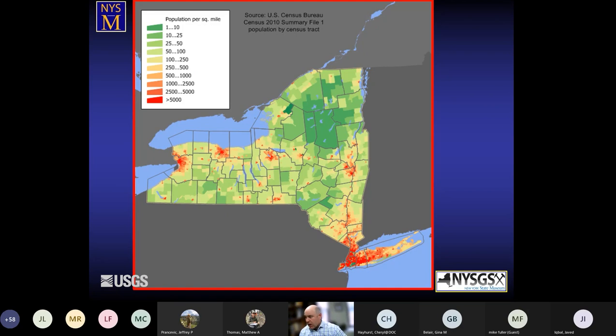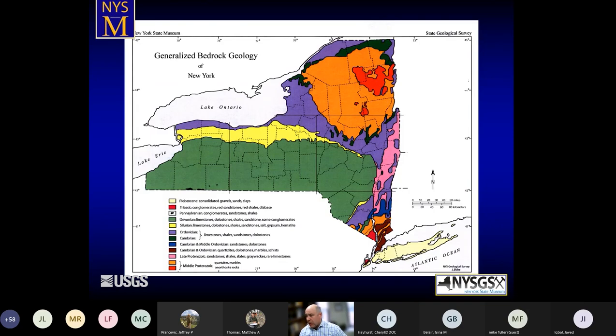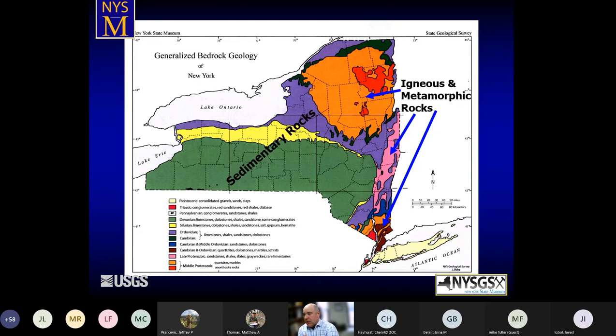So here is an overview of our overall geology. This is very simplified; I'll show another one later on. Three-quarters of the rocks in New York State are sedimentary Paleozoic, primarily Devonian and Ordovician in age. And then we have some very old igneous and metamorphic rocks, about 1.3 billion years old, in the Adirondacks, and some older crystalline metamorphic rocks down in the Hudson Highlands, in the lower Hudson Valley.